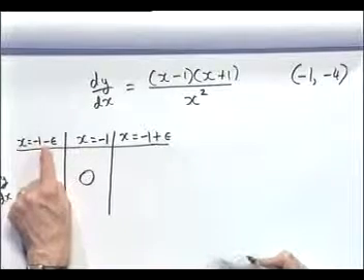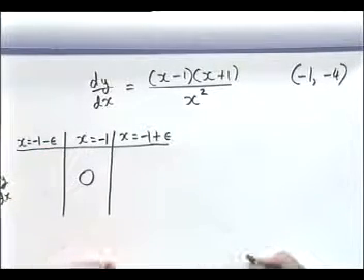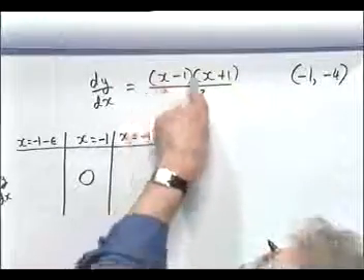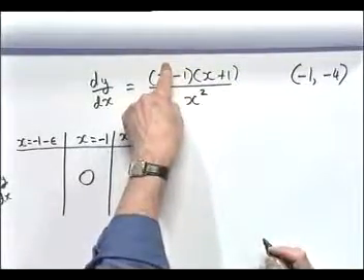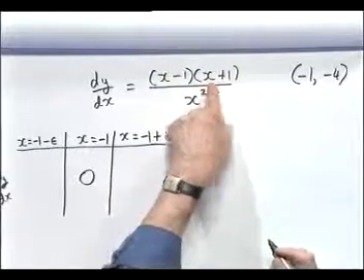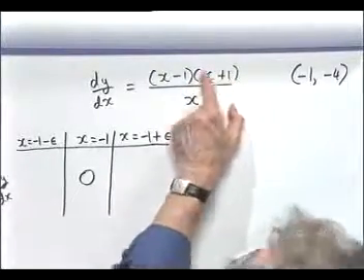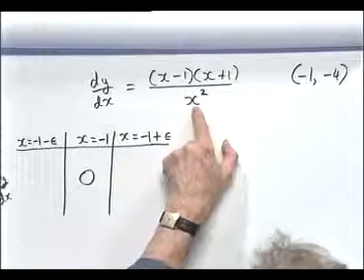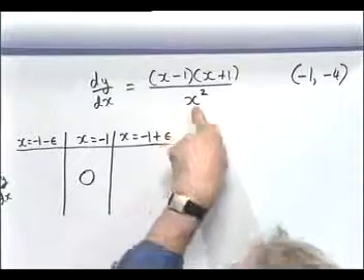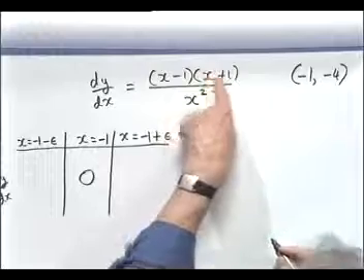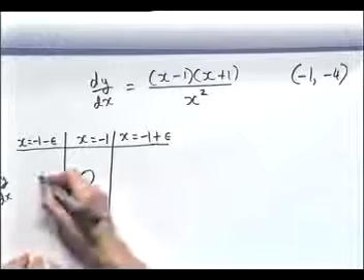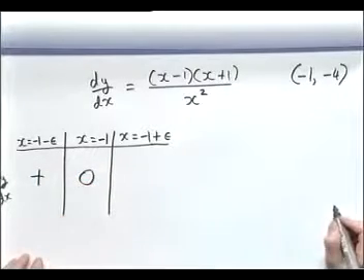What happens if x is a little bit less than minus 1? Something like minus 1.1. Well, we've got minus 1.1 take away 1. That's definitely negative. Minus 1.1 add on 1, that's minus 0.1. That's definitely negative as well. However, on the bottom here, we've got a number and we're squaring it, so it must be positive. So we have a negative times a negative, which is a positive, divided by a positive. So the answer must be positive.